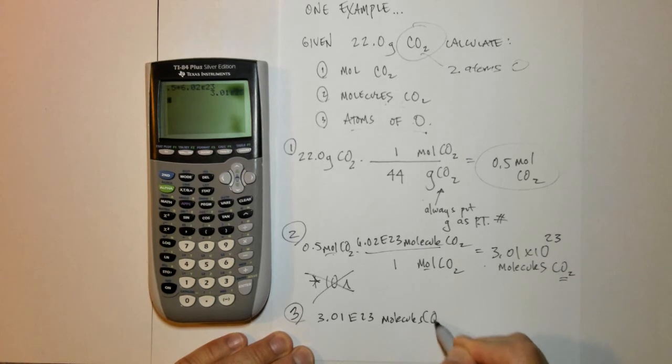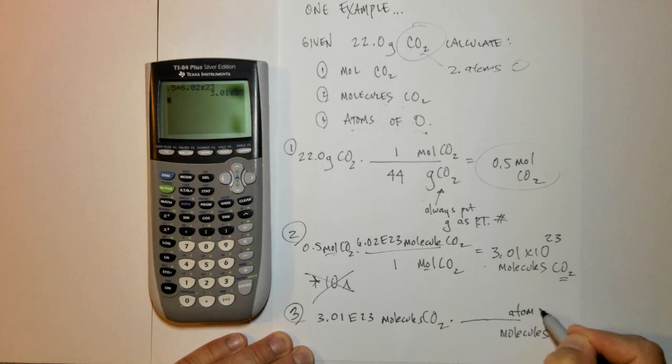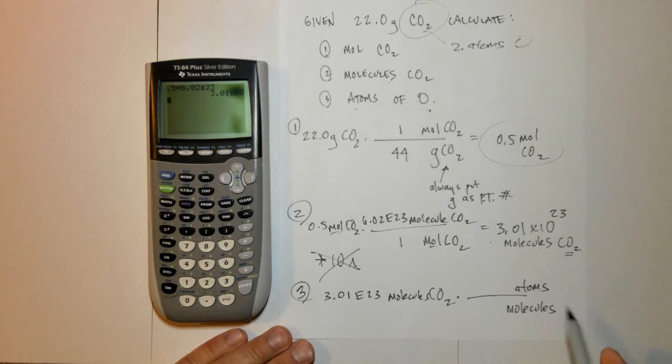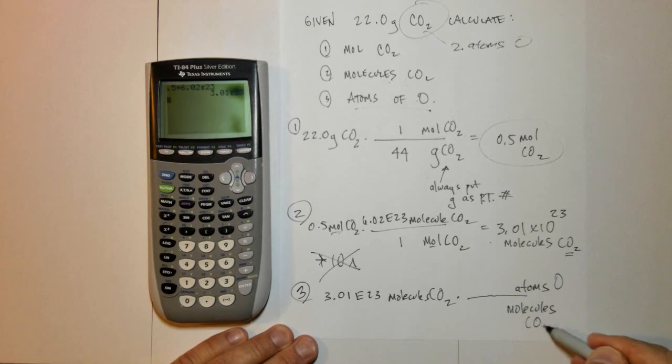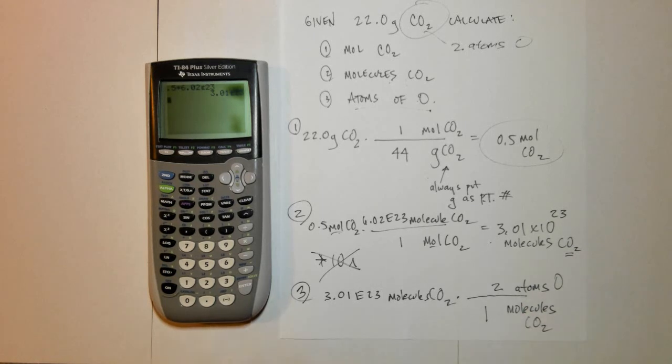Remember, a molecule is a collection of atoms, and we have a collection of atoms right here. And I want to go from molecules, so put those in a position where it's going to cancel, to atoms. So put your units in first, and then you can never go wrong. And it happens to be atoms of oxygen, and I have molecules of CO2. And in every one of these CO2 molecules, there are 2 of these atoms. So put a 2 right there for the O. Now I'm just taking 3.01 times 10 to the 23rd times 2.